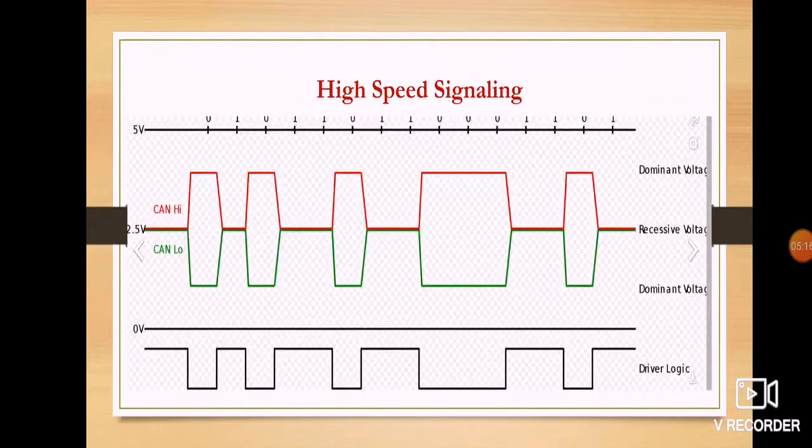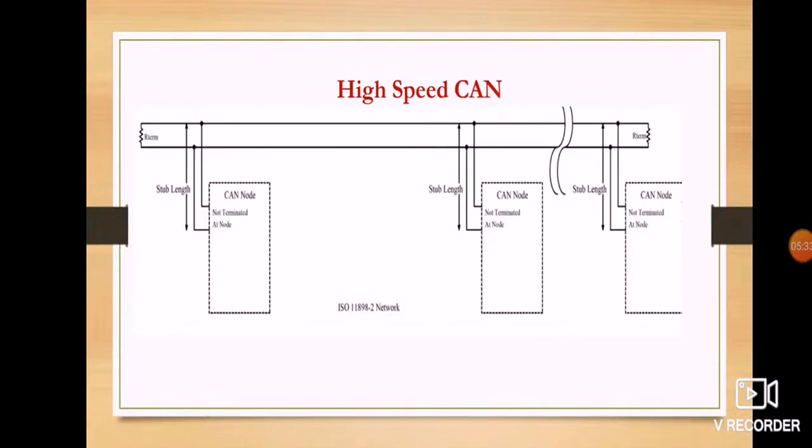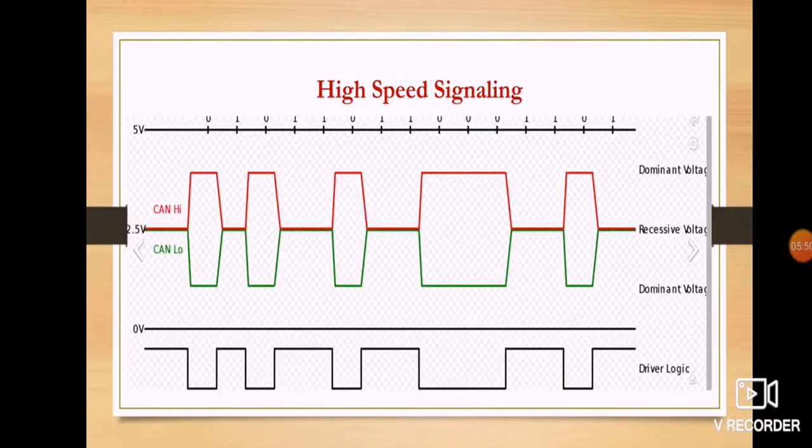So the high speed CAN signaling, as it is high speed, there will be a potential difference between what is high speed signaling and what is low speed signaling. Before this, what is high speed CAN and low speed CAN? Simple. High speed CAN should be used for critical functions such as airbags, braking, or powertrain module engine control. So for these we can use the high speed CAN.